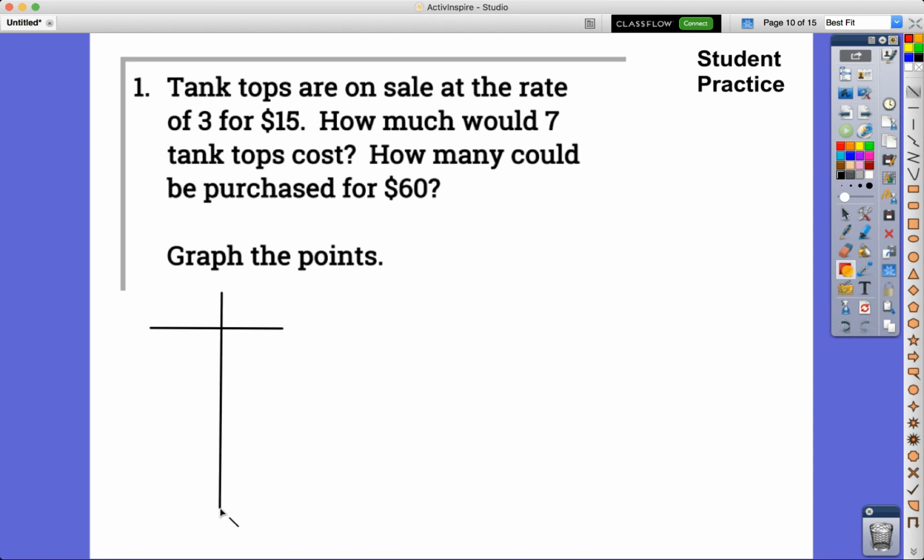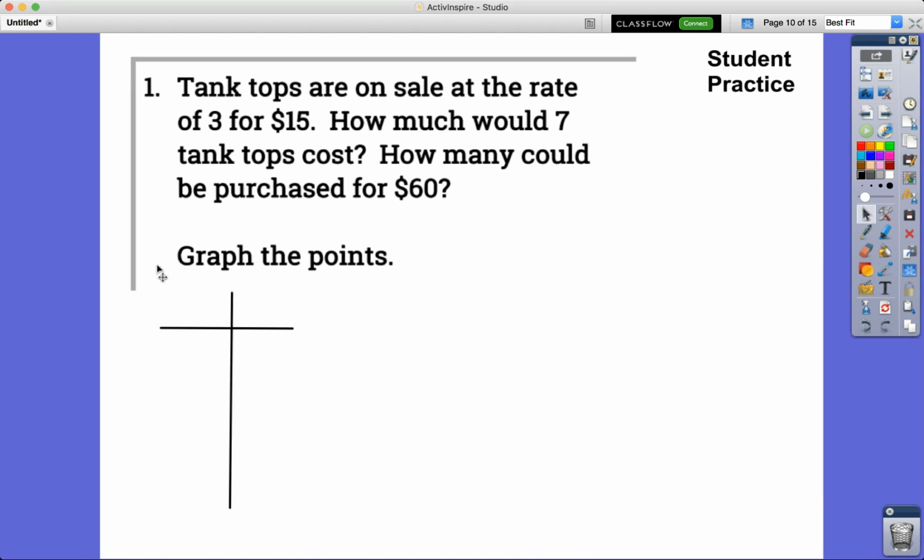But I am going to make the T chart here. So this is tank tops, and this is cost, money. And 3 tank tops for $15. Figure out the cost for 7 tank tops and figure out if you had $60, how many tank tops could you purchase? So pause the video here for about a minute.